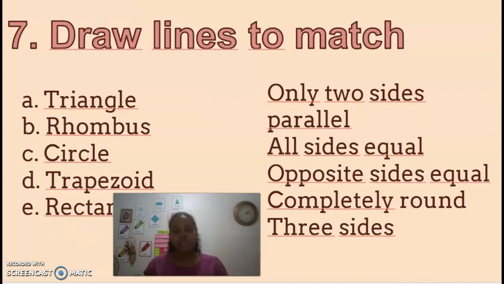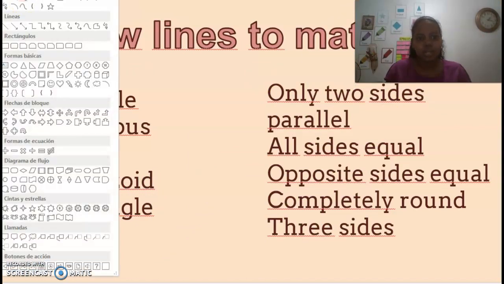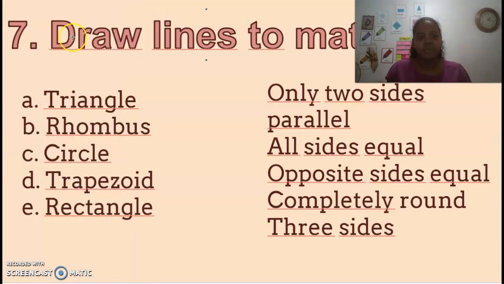Here what you are going to do is something very easy. You already know how to work here. What you're going to do is use one line to join with the correct answer. For example, the letter A says triangle. Triangle only has 2 sides?